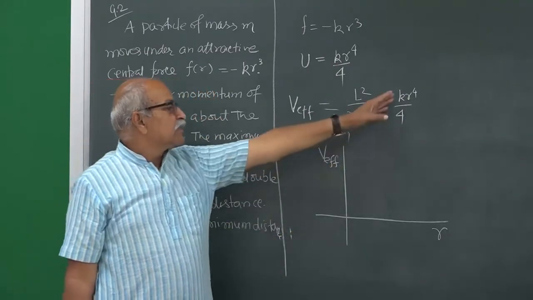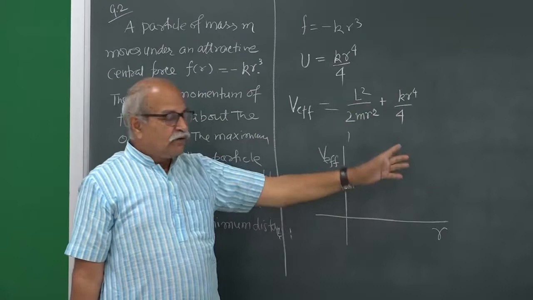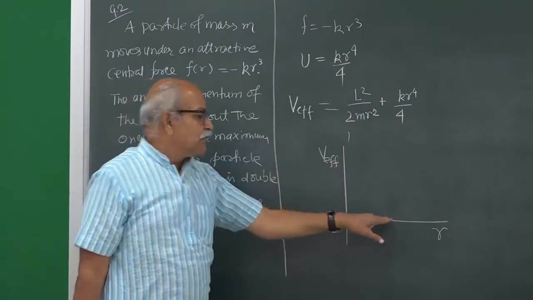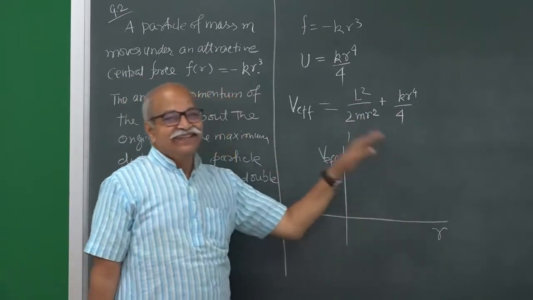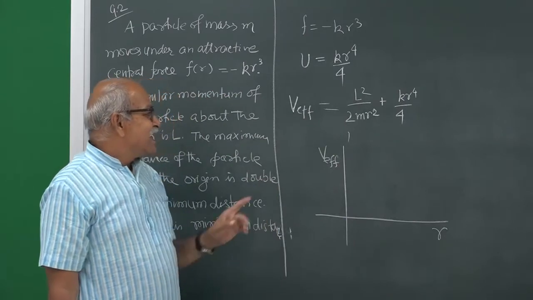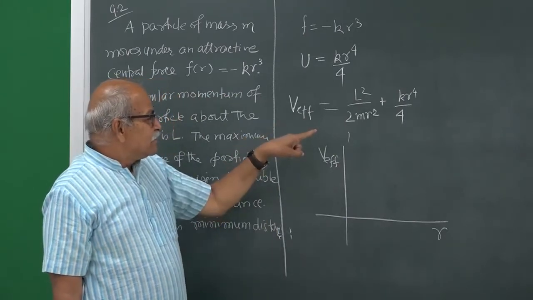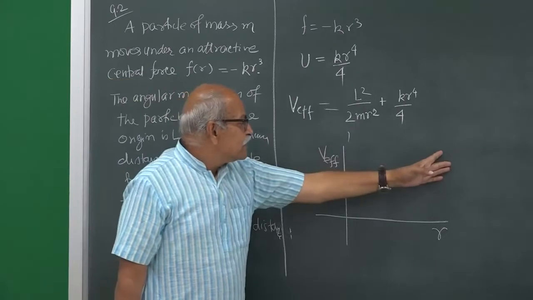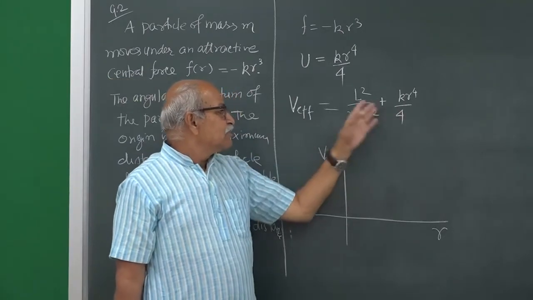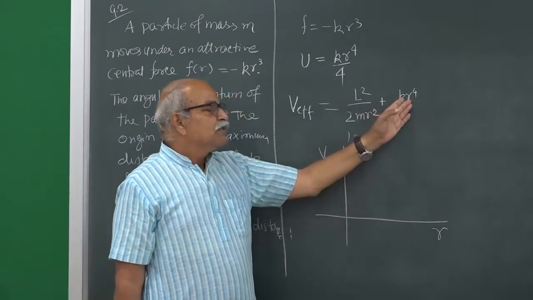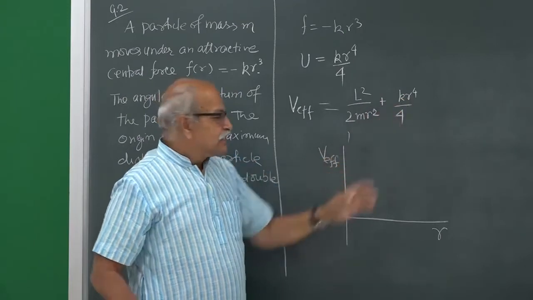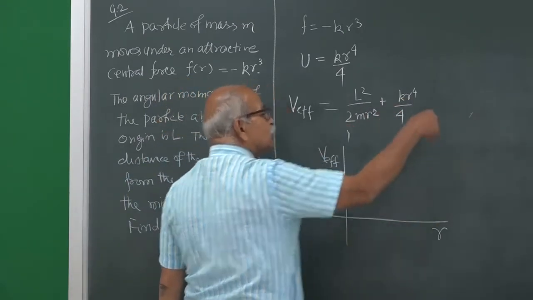All the time it is positive, r square here, r 4 here, all the time it is positive. I do not have to find the point where it crosses this r axis. And of course, I can look at the large r values. For large r values, this will be 0, but this will go to infinity. So, it starts from infinity and it goes up to infinity.